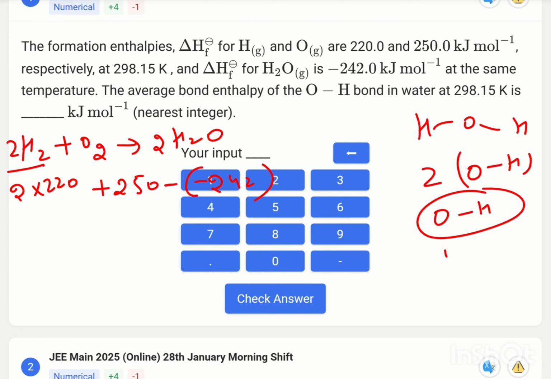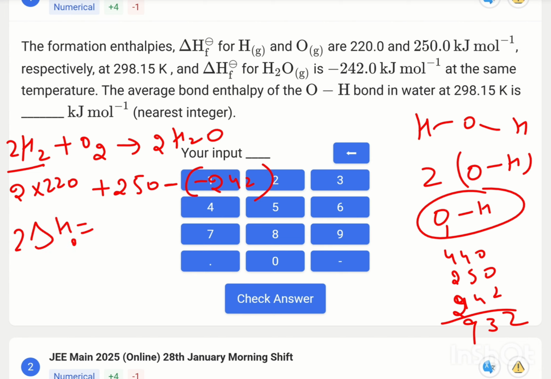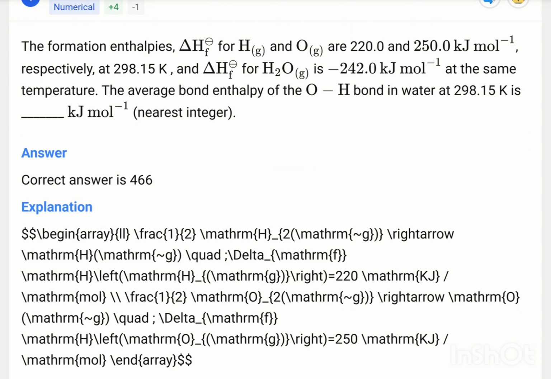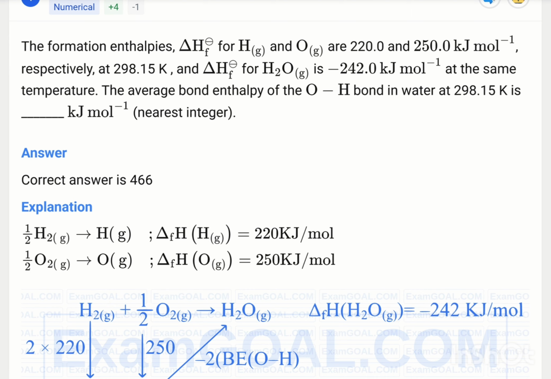So it will be 440 plus 250 minus 242, that is 932. So delta H of 2OH is 932, and delta H of OH is equal to 932 by 2, which is 466. 466 is my answer. Let us check it. Yes, we got the right answer.